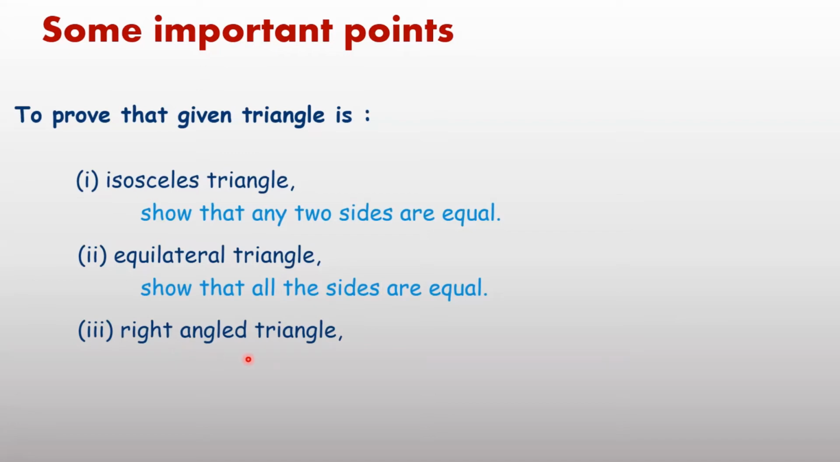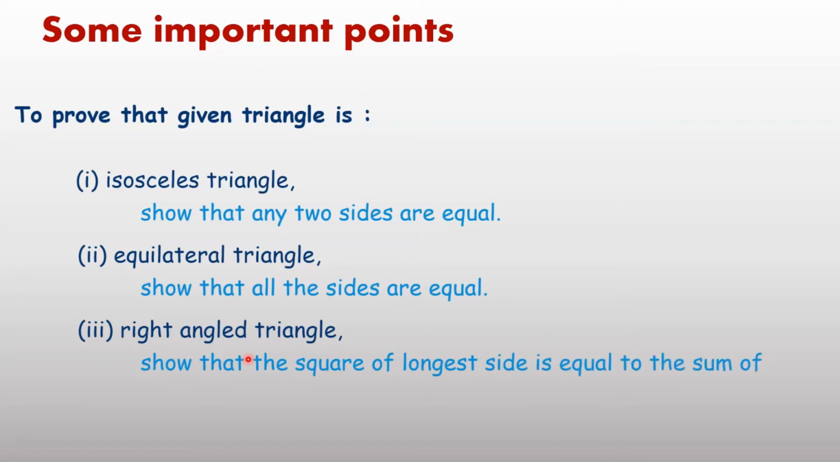Right angle triangle. Right angle triangle means a triangle in which one angle is 90 degree. Therefore, for a right angle triangle, you have to find out AB, BC and CA, because using the distance formula you are going to prove these results. If the square of the longest side is equal to the sum of squares of the two other sides, then it is a right angle triangle, and the angle opposite to the longest side is the right angle.